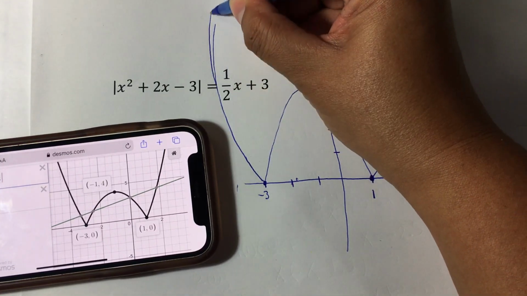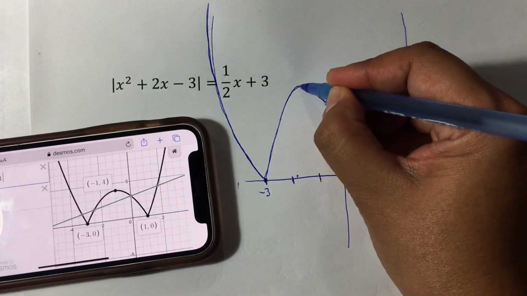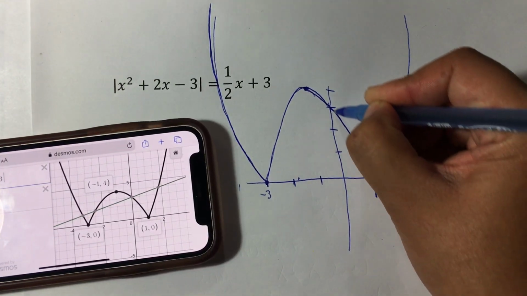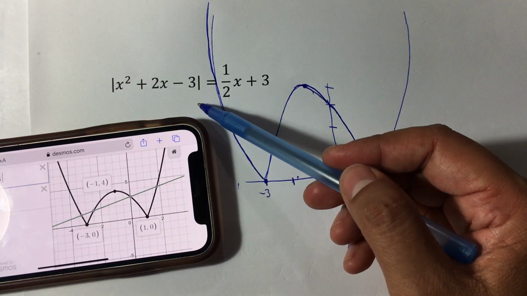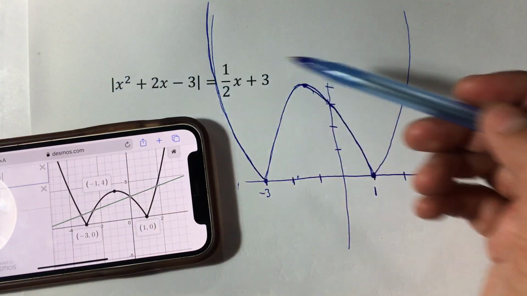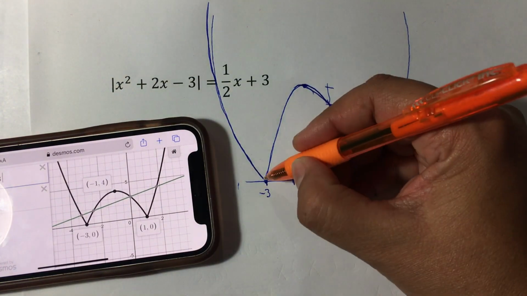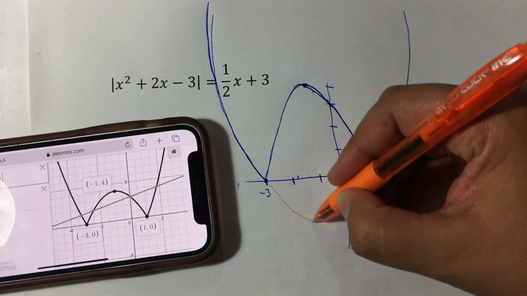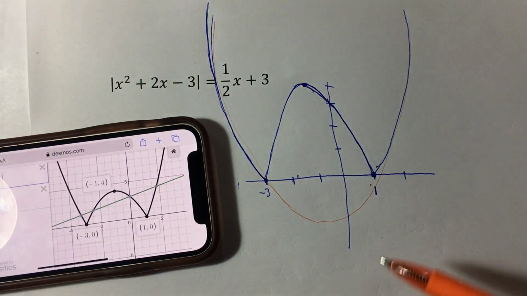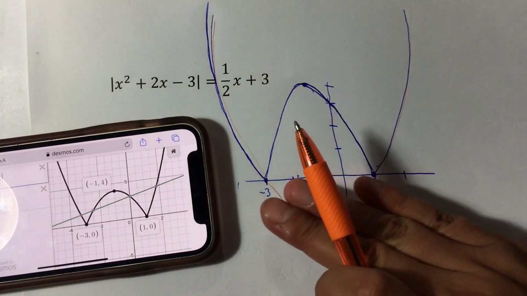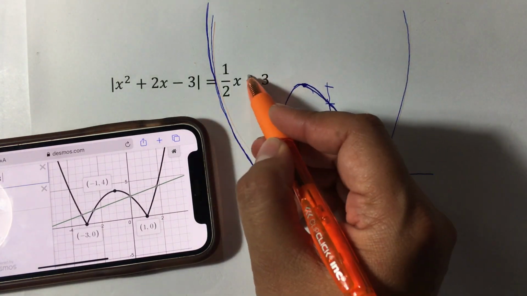Something that I want you to see is that this is a parabola, or part of the parabola. X squared plus 2x minus 3, that's a parabola. And when it's positive, this is my parabola right here. However, because it's inside of the absolute value, it can only be the positive part, and that's why that one disappeared.